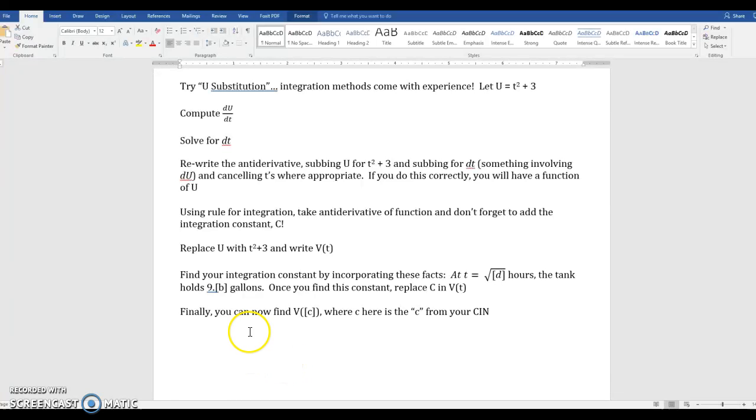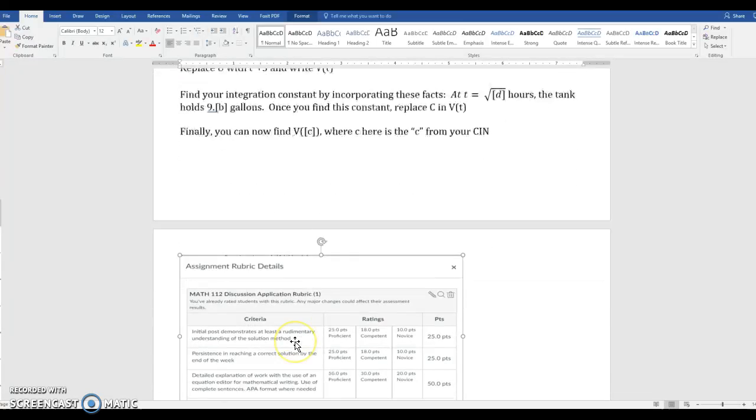The final step in this process is that you can now find the volume for some value of time, which in your case is going to be your value of c from your calculus identification number. So essentially at that point, you're substituting that value into v of t, and you can find the volume at a certain time t. So again, this is our first shot at integral calculus, and I hope this is enough to get you started. If there are any questions, you can drop me a note on the board.